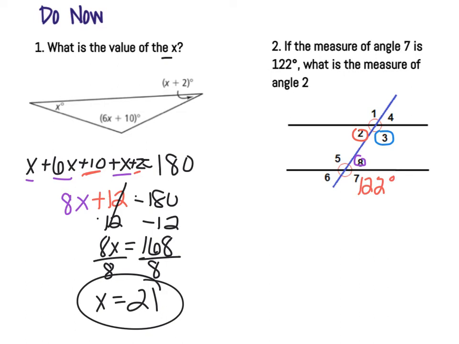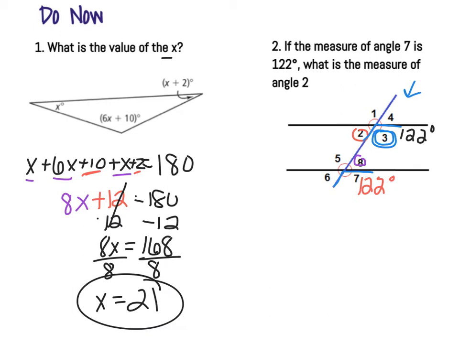So now I'm going to look and see, from what I'm given with the 122, can I either get angle 8 or can I get angle 3? I know and I can see that angle 7 is going to be congruent to angle 3 because they're corresponding. They're on the same side of the transversal, this right side, and they're on the same part of the parallel line. Angle 3 is below the parallel line, and angle 7 is below the other parallel line. So angle 3 is 122.